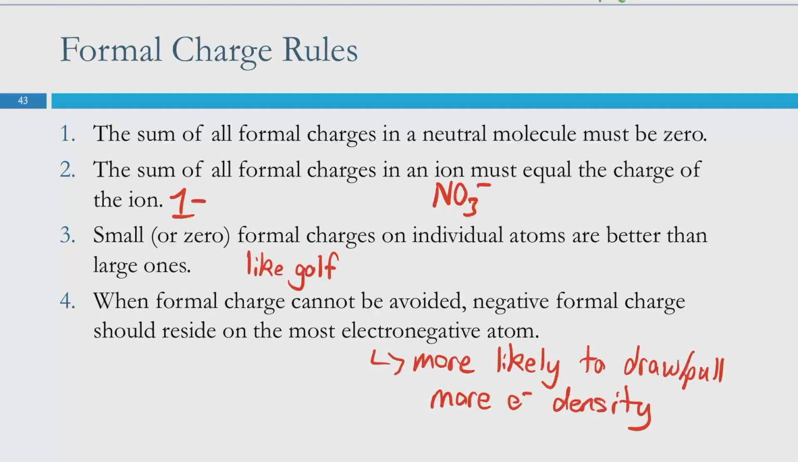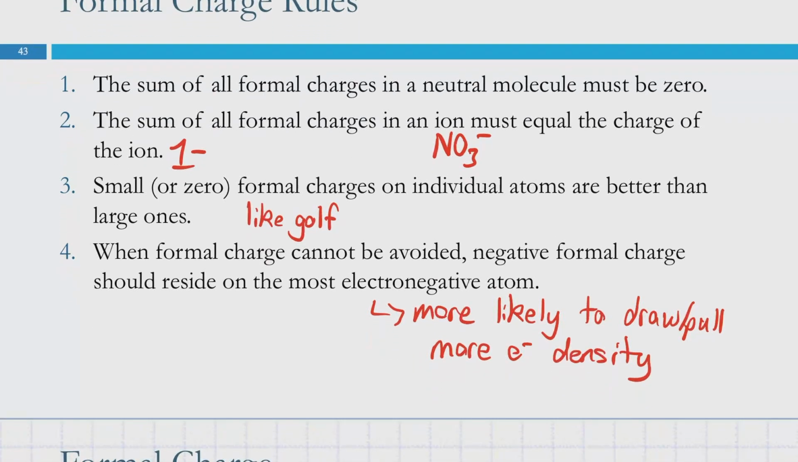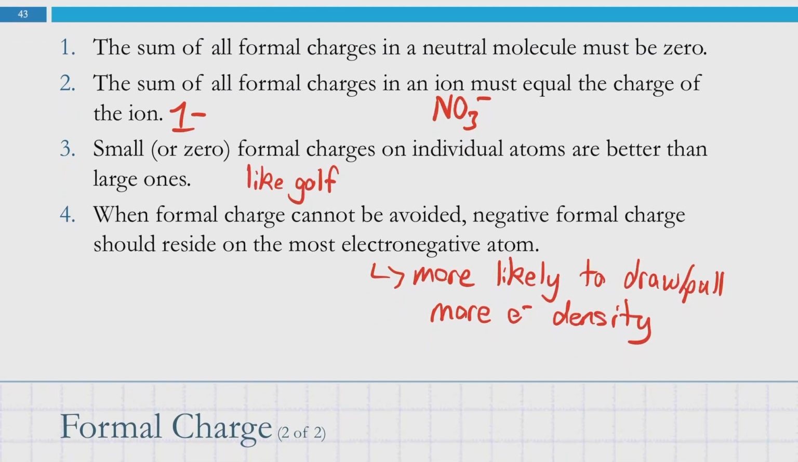Since the electrons are more likely to be found close to them in any given bond, they are also more likely to have a negative charge. They're more stable with a negative charge than other things. And we will be doing some examples.